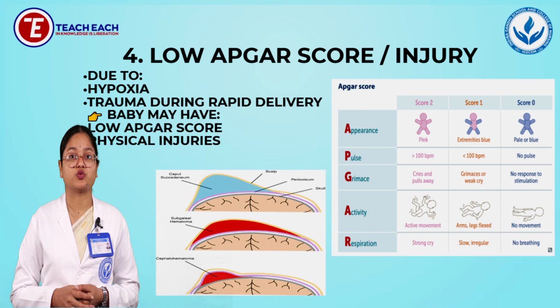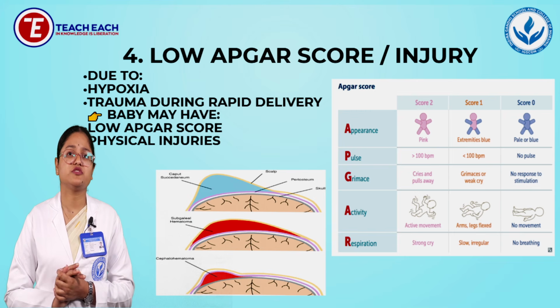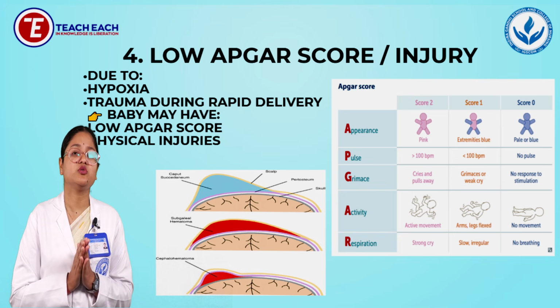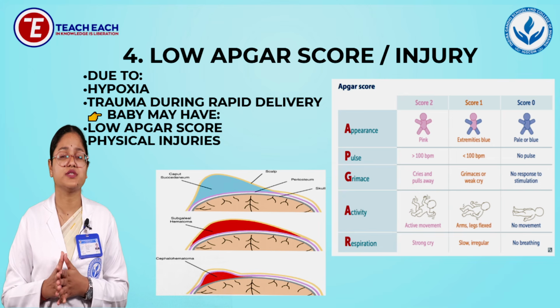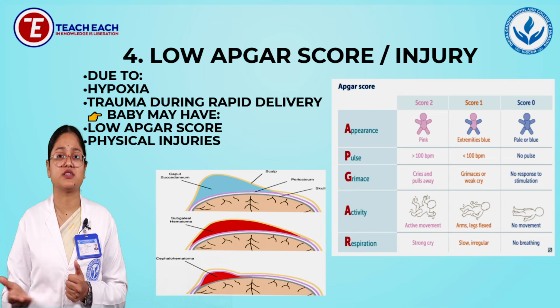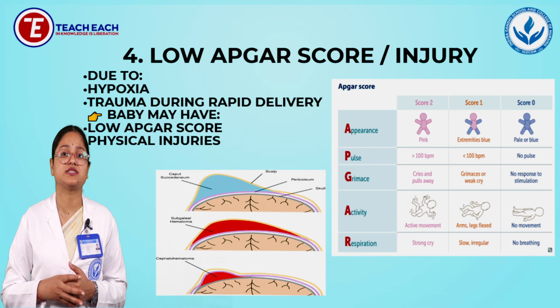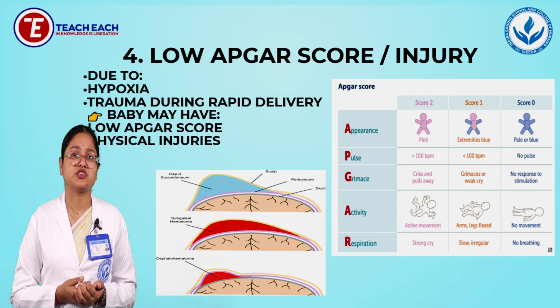Low Apgar score injury. The Apgar score is a scale we use when the baby is delivered to assess their health status. Basically, Apgar stands for how they are appearing. According to that, we have numbers on a scale for pulse rate, grimace, activity, and respiration. According to that, we assess the baby's condition after the delivery.